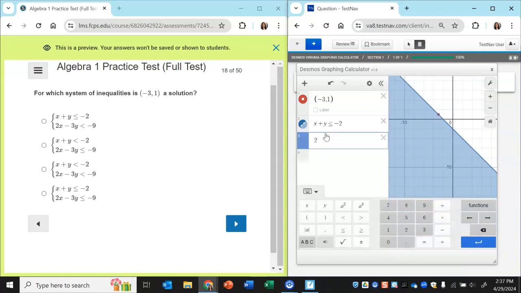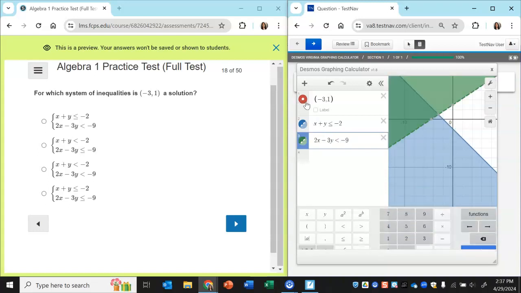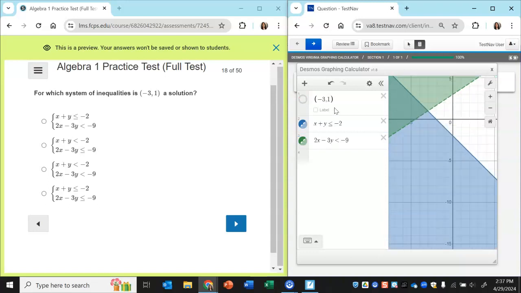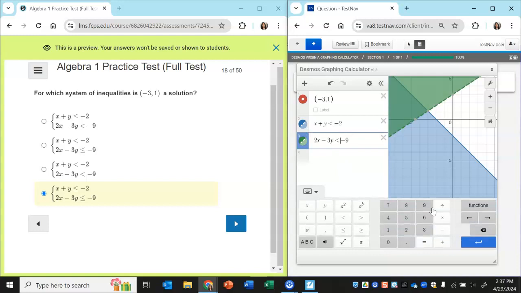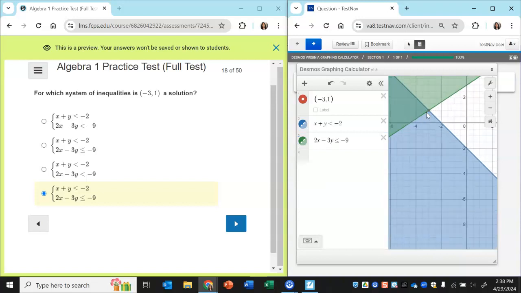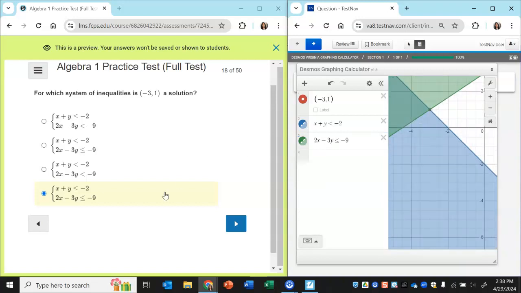And then the other one, 2x minus 3y is less than negative 9. Okay, so that point right there looks like it's on both the graphs, but since this is a dotted line, it won't work. They both have to be solid lines like that. Equal to, less than or equal to. Let's just check. Yeah, see how they both are solid lines, and that means that it is a solution.